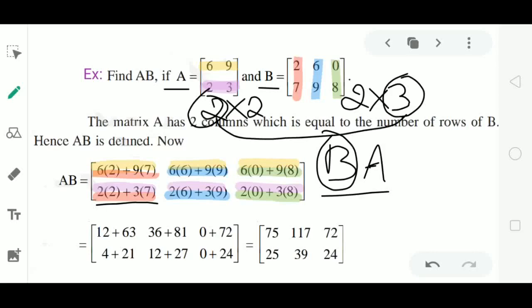Here the condition for multiplication is not satisfied, so we cannot find the product of B and A, or we cannot find the matrix BA. Here matrix BA is not defined. This clearly shows that even if matrix AB is defined, it doesn't imply that matrix BA is also defined. So if AB is defined, then matrix BA need not be defined. Similarly, if matrix BA is defined, then matrix AB need not be defined.